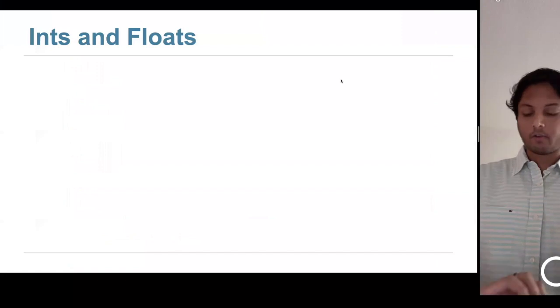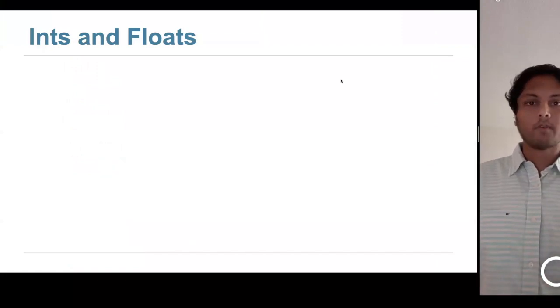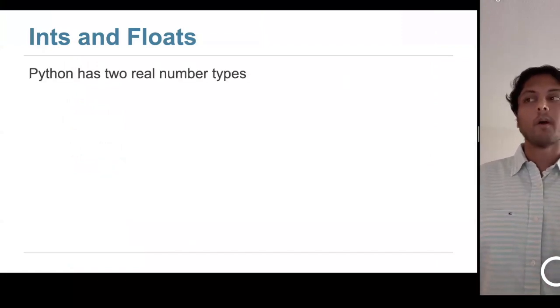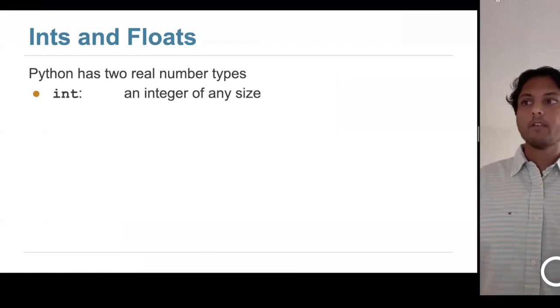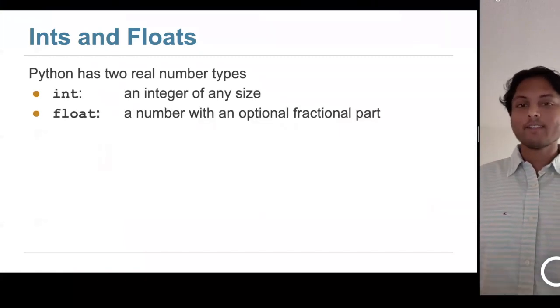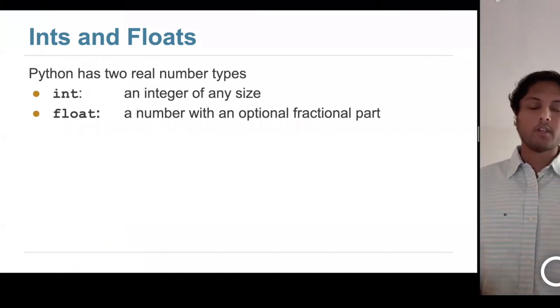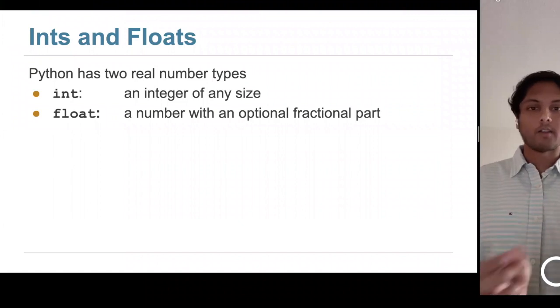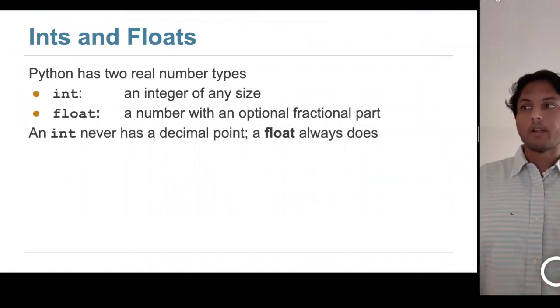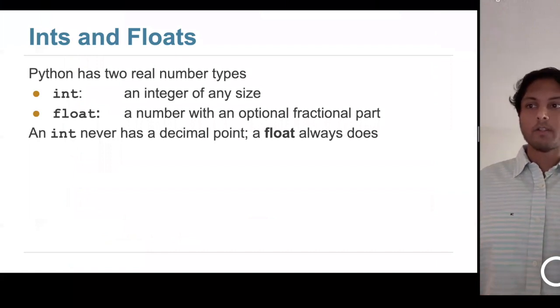So, a quick review of the different numbers you've seen. Mainly ints and floats are what you need to worry about for this class. An int is an integer of any size, meaning it has no decimal places. A float is a number which may or may not have a fractional part, but it's always represented with that dot something. That's basically the difference here. One always has decimal places, one never does.